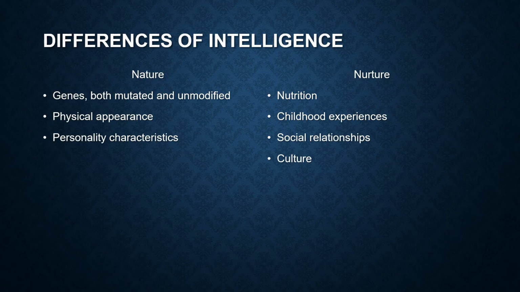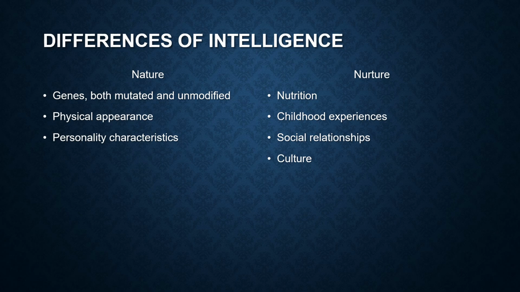Intelligence is measured not by training or education, but rather a combination of nature, the things a person inherits from their parents, and nurture, what's put into them after they're born. Nature is determined by our genes, both mutated and unmodified. Nature determines our physical appearance, such as skin color, hair color. Nature also has an effect on our personality characteristics.